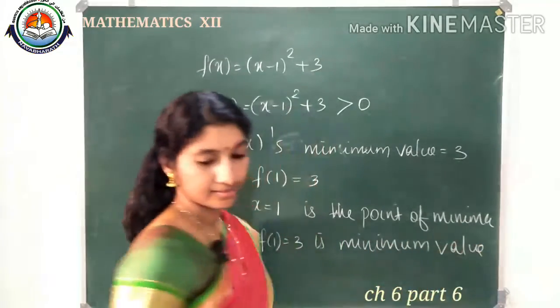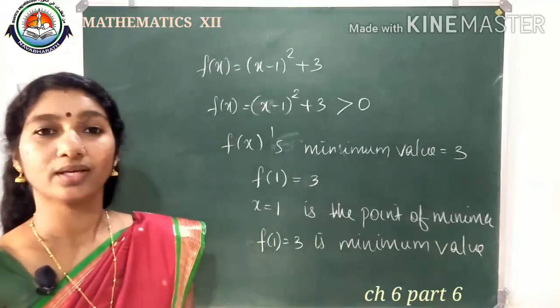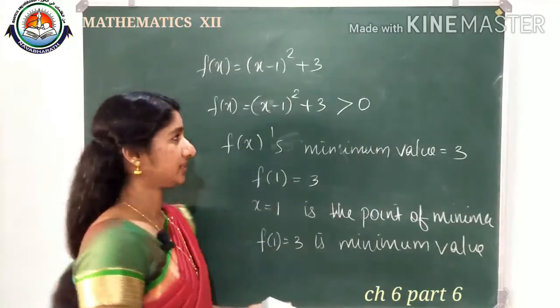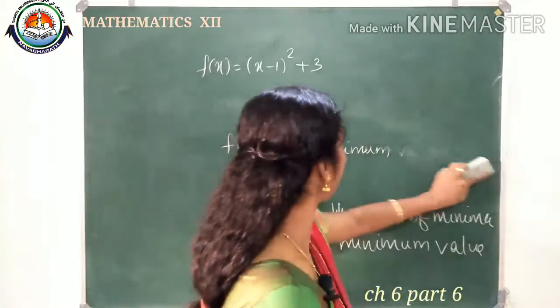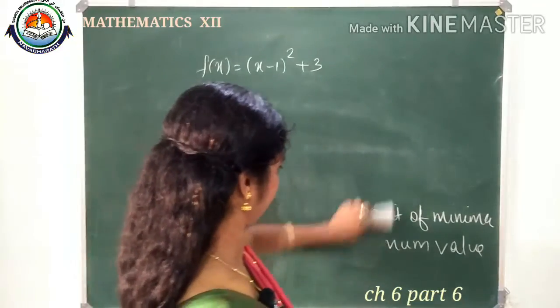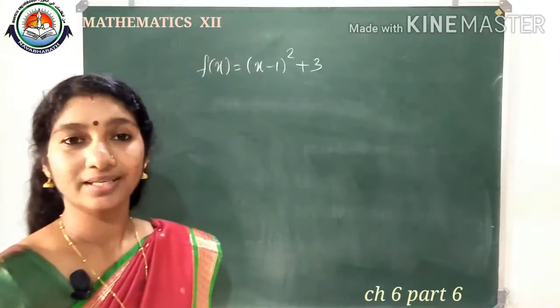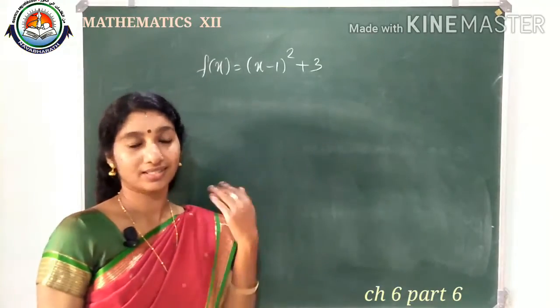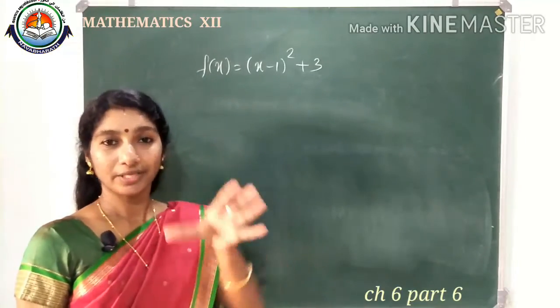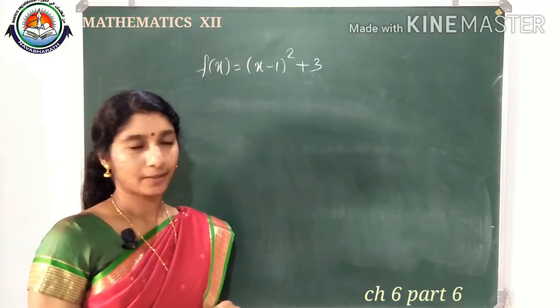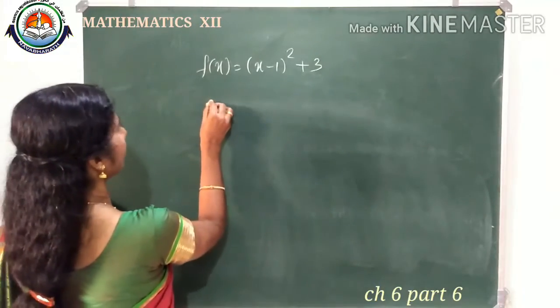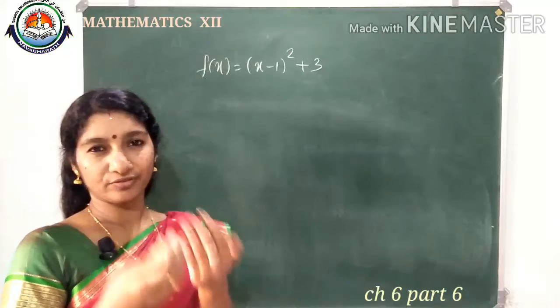Okay, like this we can say. And the same thing we can do by derivative. Every function we will not say like this directly. Since this is in the form of a perfect square plus 3, it is easy for us to say it has a minimum value of 3. Clear?